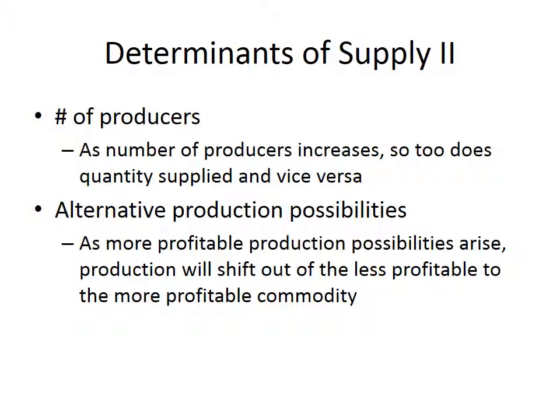So that's alternative production possibilities. As more profitable production possibilities present themselves, they attract producers. Okay? This is why in the 90s, so many students studied computer science. This is why at the turn of the 20th and 21st century, so many people went into nursing. This is why the nursing program at Robert Morris mushroomed, okay? Because it's a very lucrative field, all right? That's alternative production possibilities.